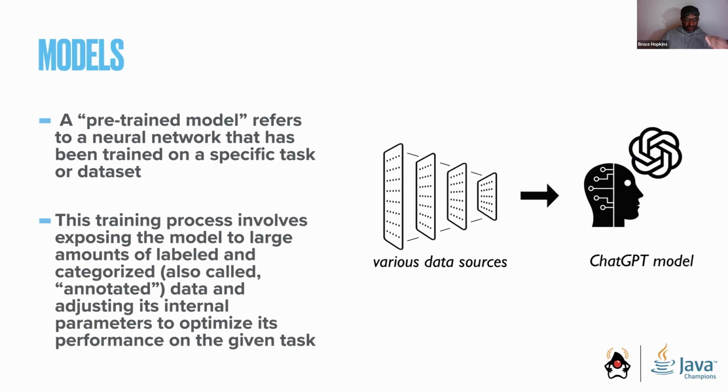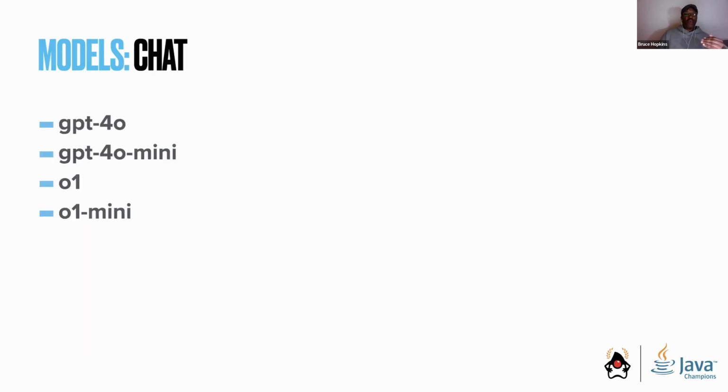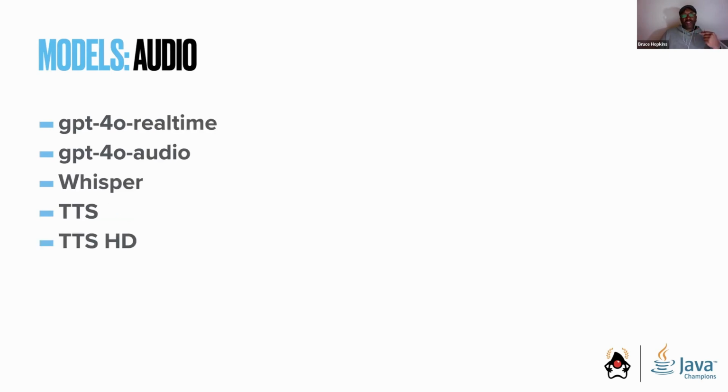So to give a more specific explanation, if you've already used ChatGPT, you've been seeing some of these terms already. You see the first model, which was GPT-3, 3.5. Now we have GPT-4, 4.0, 4.0 mini. The mini models tend to be faster, and then you have the O1 versions. But they also have models for audio.